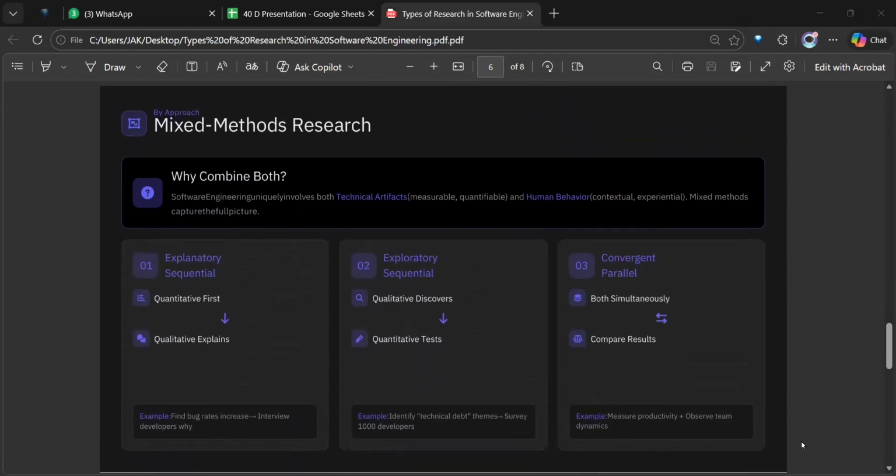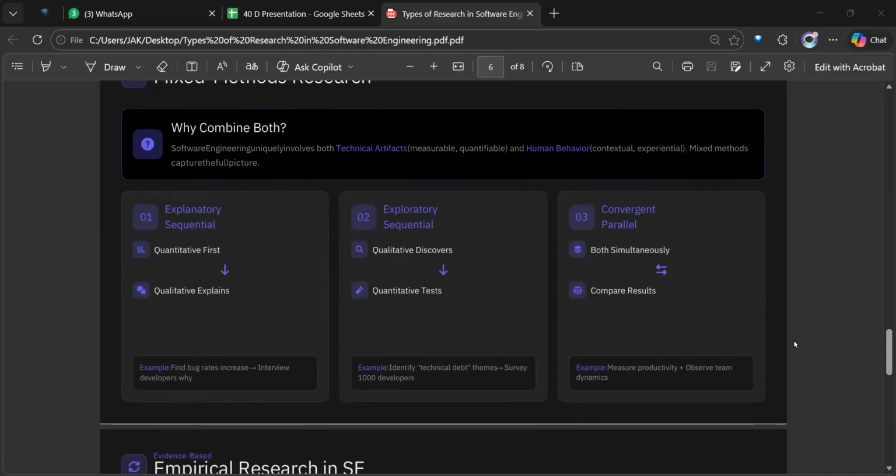Sometimes one method is not enough, right? So we use mixed methods, which combines both that we discussed before. In software engineering, it has a technical side and a human side, right? So mixed methods helps us look at both together. There are three ways to do it. The first: run the numbers first, then ask why, like finding bug rates are going up, then talking to the developers to understand the reason. The second: talk to people first, then test with the data. And third: do both at the same time and compare what you find. That gives you the most complete picture of what's really going on.